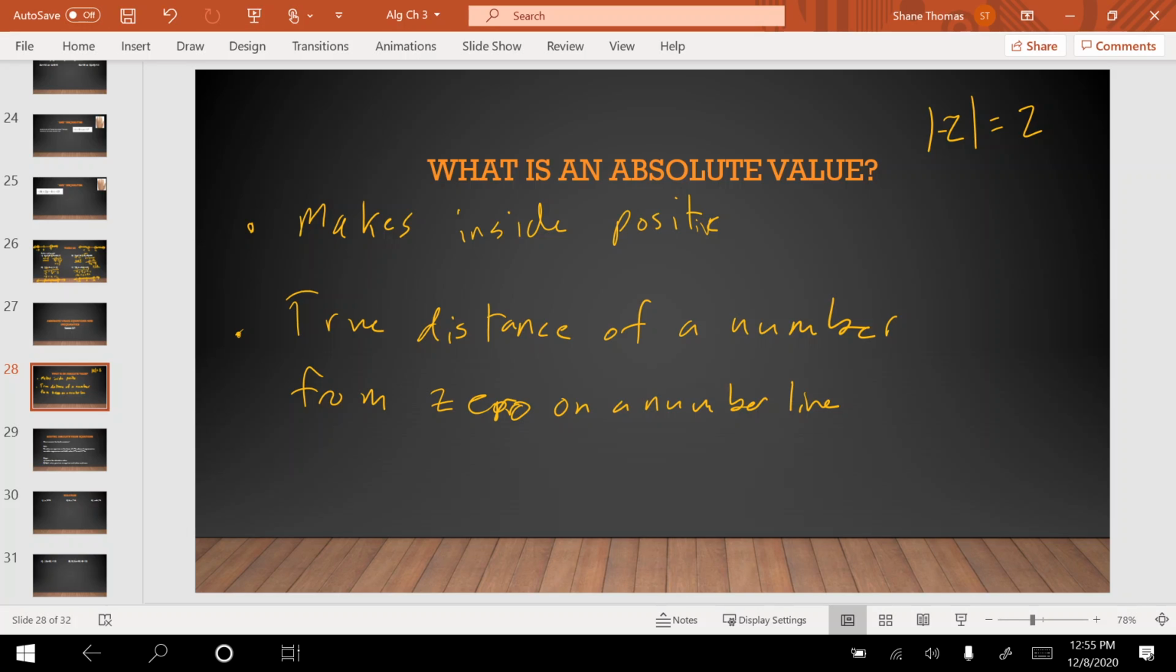How far did I just walk there? 5 blocks. Okay? Positive 5 blocks. Now, 1, 2, 3, 4, 5. How far did I move? 5 blocks. Even though I went backwards, I still went 5 blocks, right? So there's no way I can have a negative distance.